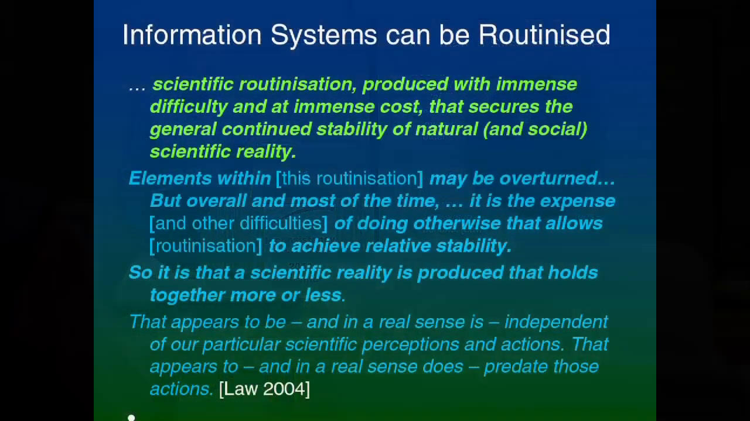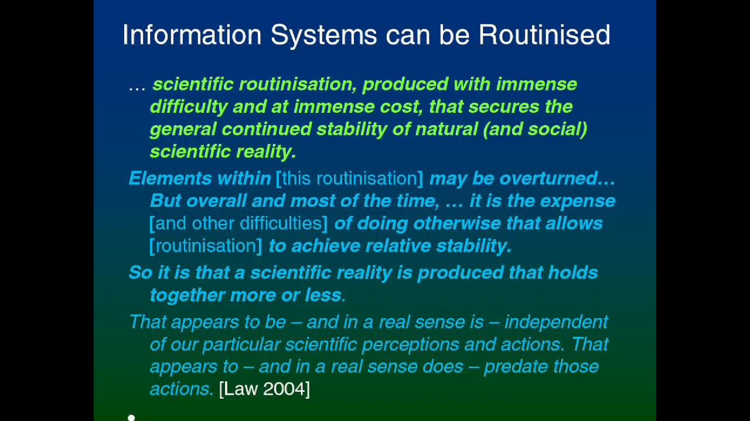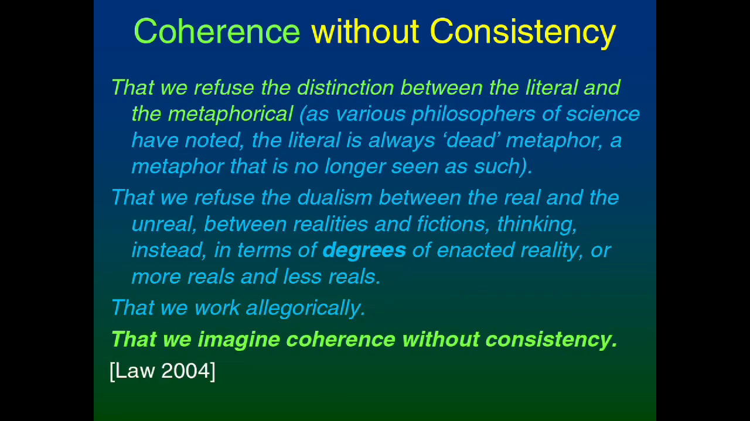So it's this way that scientific reality is produced that holds more or less. It appears to be independent of the particular us. And it appears to predate us, which it does. So this is how we create the thing called knowledge. It's routinized information systems. And this brings us to coherence without consistency.